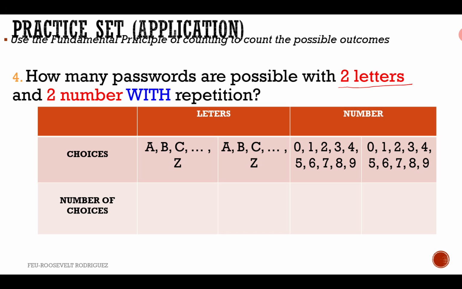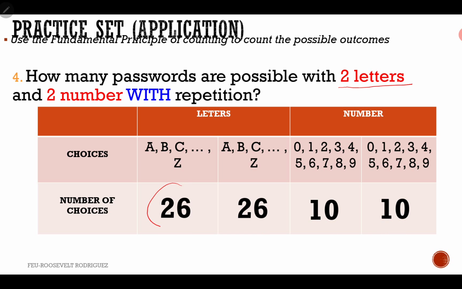Okay? Since repetitions are allowed, sa number of choices natin, sa first letter, sa A to Z, pwede mo kunin lahat ng possible letters na yan. So the question is, how many letters are there sa ating alphabet? So since A to Z tayo, we have 26, right? Meron tayong 26 set of letters. Since repetitions are allowed, same lang ulit yung choices natin sa second nating event. Okay? 26 letters ulit yung pwede natin gamitin.